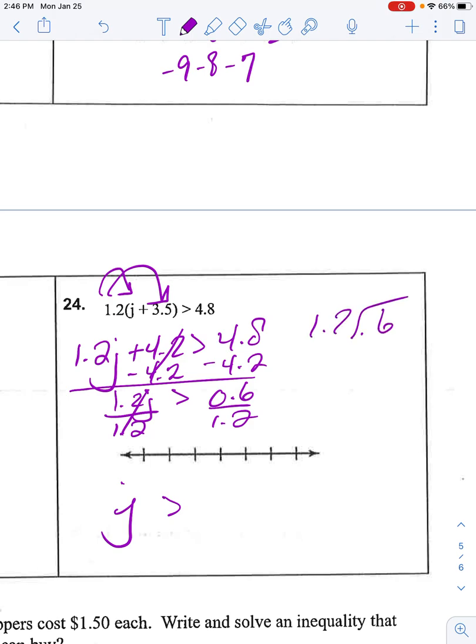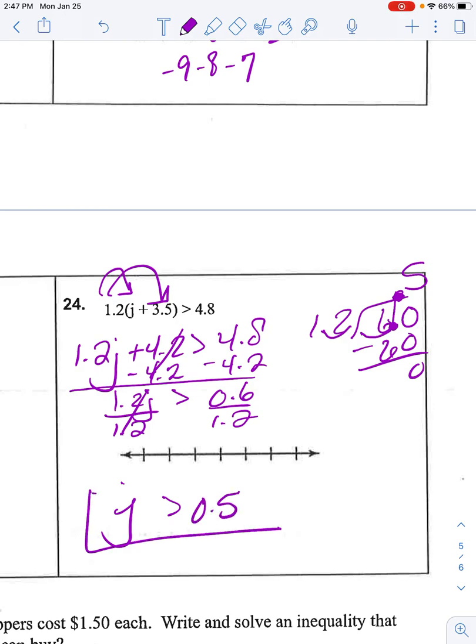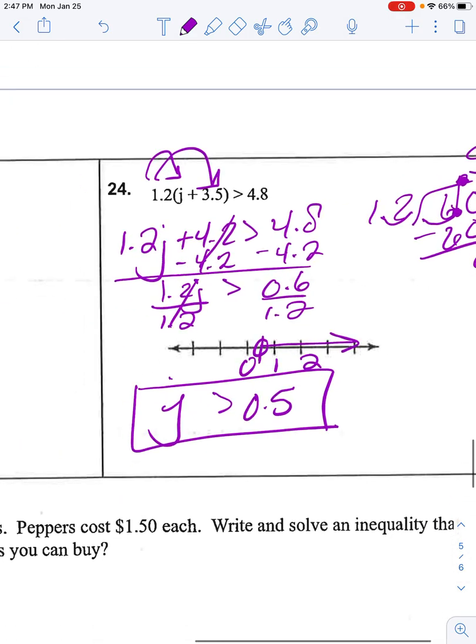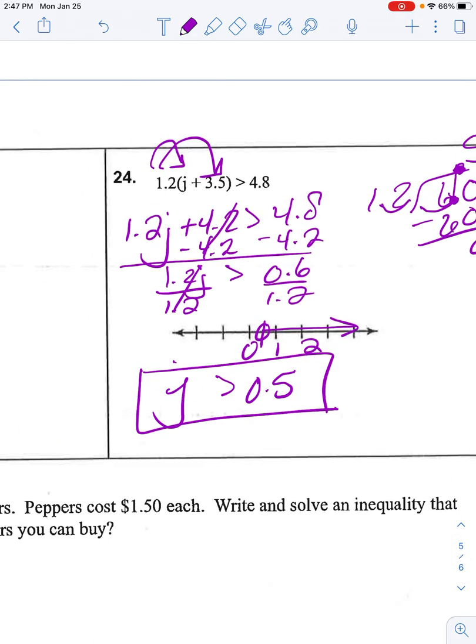0.6 divided by 1.2, move the decimal once, move the decimal once. You have to add a 0, it goes in 5 times, and bring that decimal straight up to get 0.5. So j is greater than 0.5. If I have 0, 1, 2, it's a half, open circle, because it's greater than, not including 0.5.